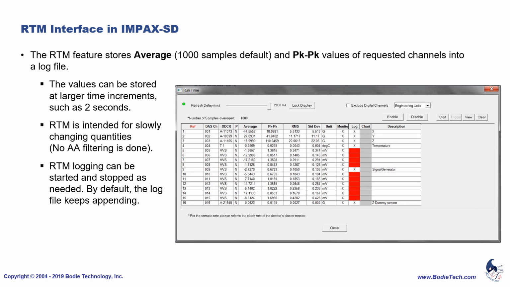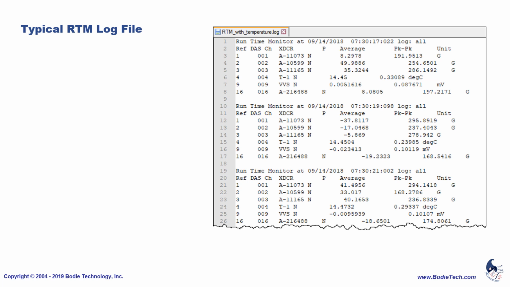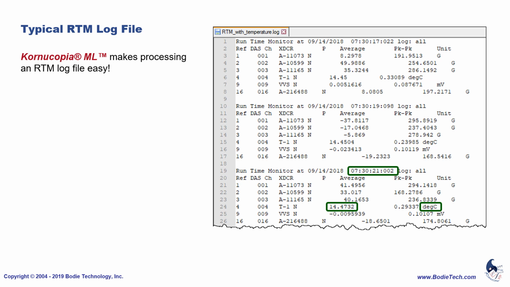The RTM logging can be started and stopped as needed. By default, the log file keeps appending. Presented to the right is a typical RTM log file. The challenge for the user is that the data of interest is grouped by the timestamp. This makes it difficult in most software to create a plot of temperature versus time. Fortunately, Kornucopia ML makes processing an RTM file easy.